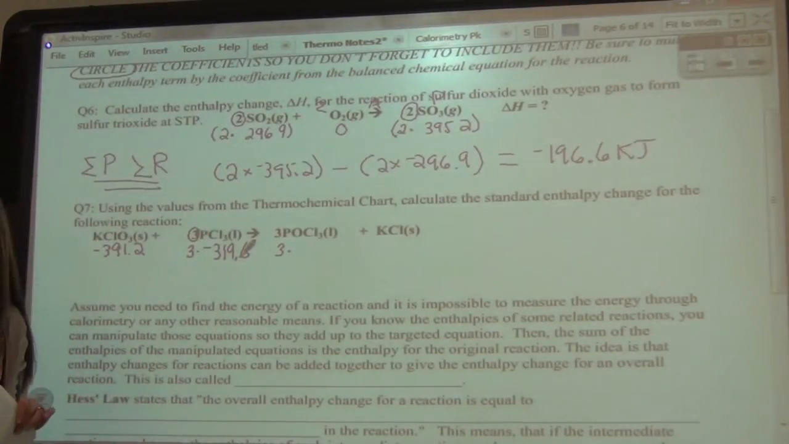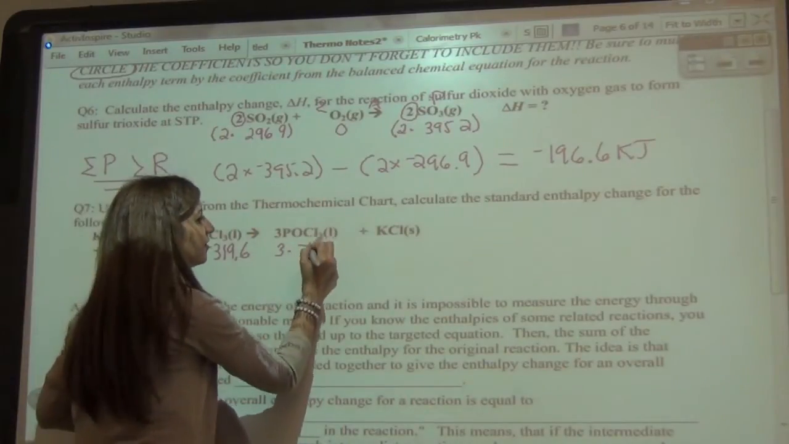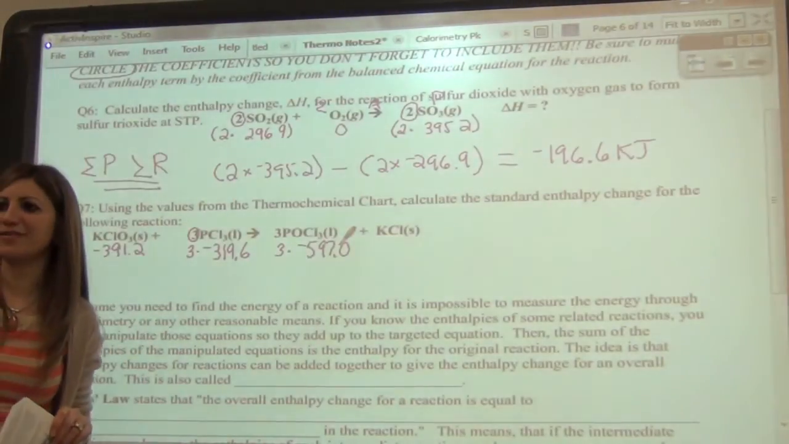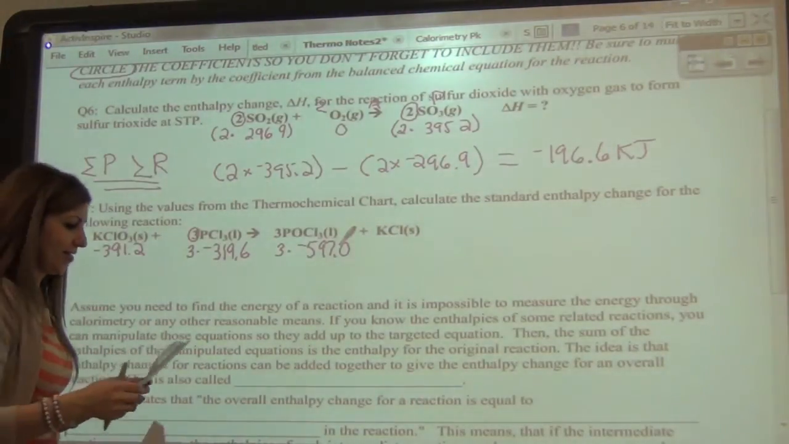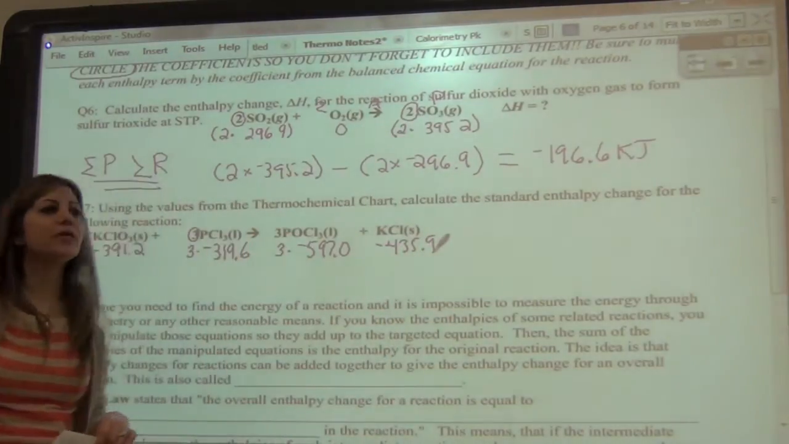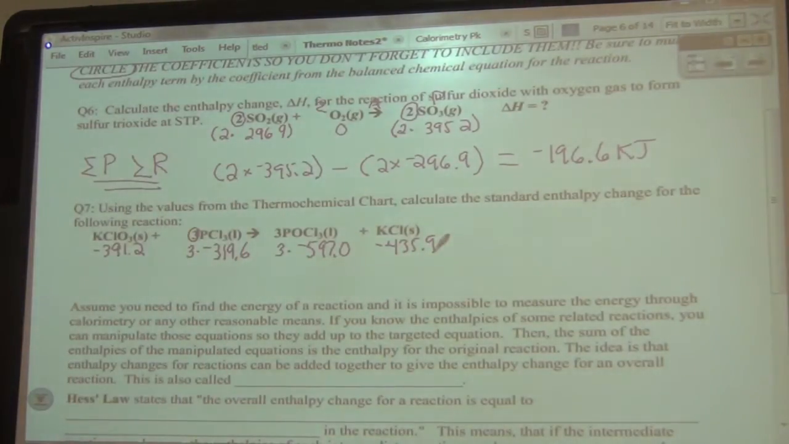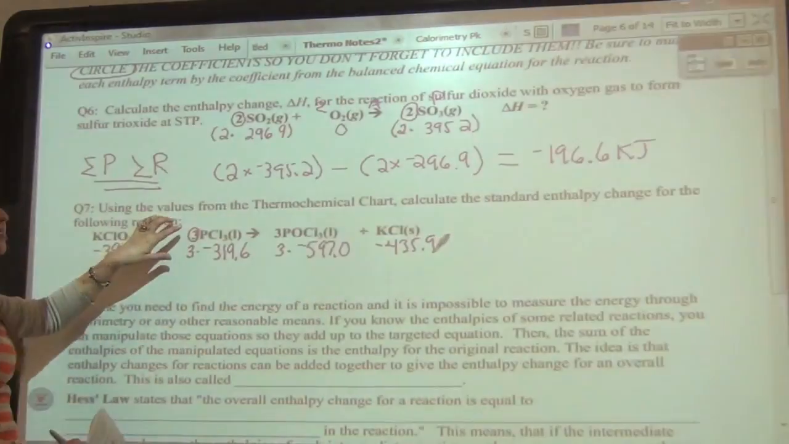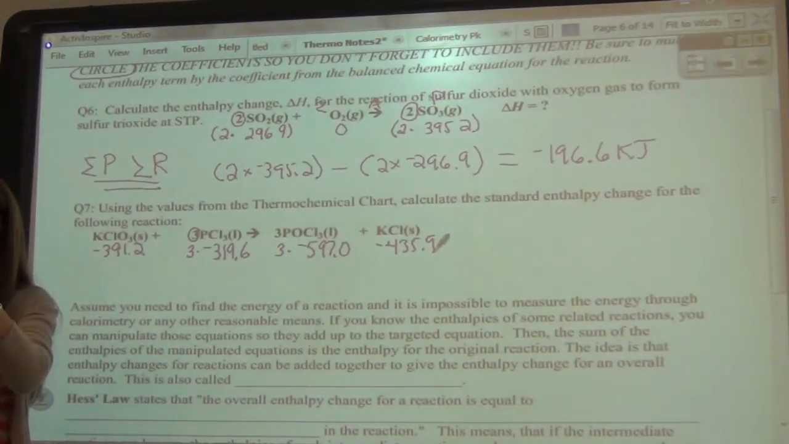Okay, then we're up to the front here. This POCl3. Negative 597. Awesome. Negative 597.0. And KCl solid, please. Negative 435.9. Negative 435.9. Okay. I want to make sure you do your order of operations correctly. Okay? It's these minus these. There are 2 ways to do it.